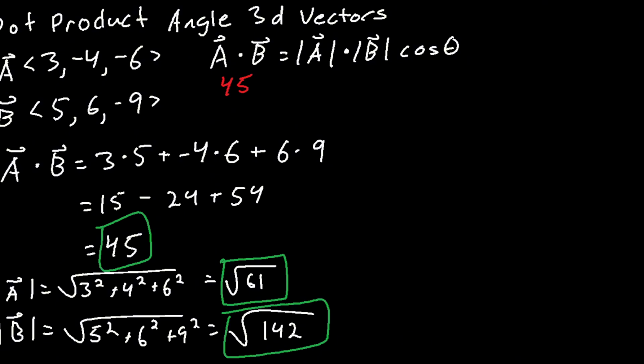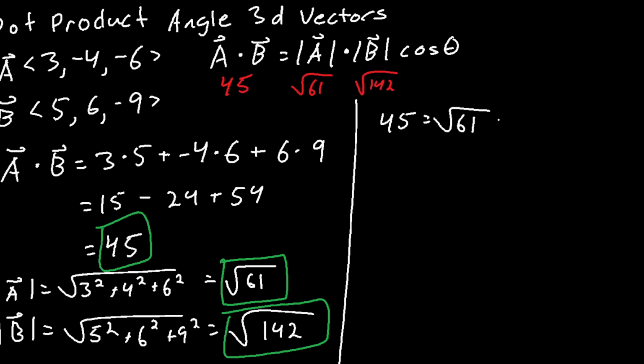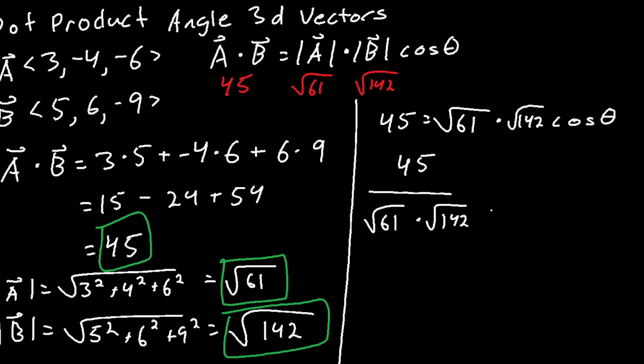And then once we get that, we can plug in the values. So square root of 61 and square root of 142. Let's go ahead and write the whole thing down, separate it. 45 is equal to the square root of 61 times the square root of 142 times the cosine of theta. You get 45 divided by square root of 61 times 142 is equal to cosine theta, because we divided the square roots onto both sides.